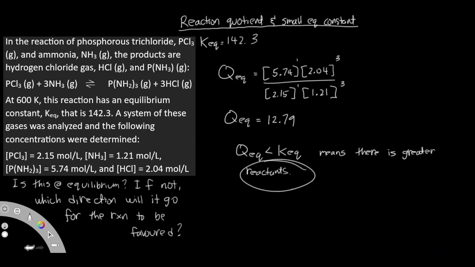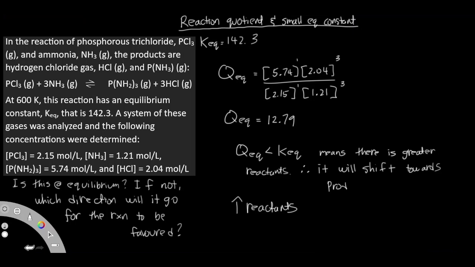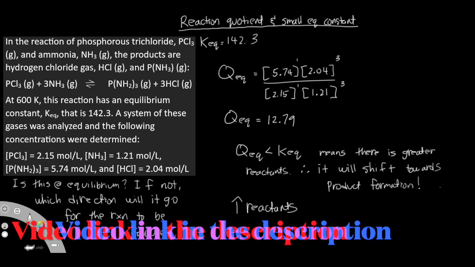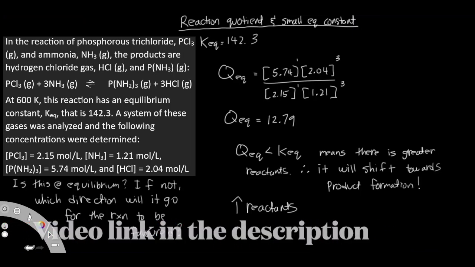Well, if there are more reactants, then remember with Le Chatelier's principle, if there is an increase of reactants, how are we going to alleviate this stress, the stressor? Well, we obviously have to go and achieve equilibrium, so we have to shift it towards the product. So that will be towards the right, okay? So it will shift towards product formation. See my previous video for Le Chatelier's principle. The link is in the description if you need clarification on it.